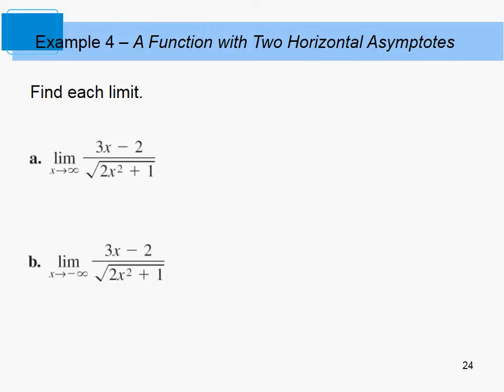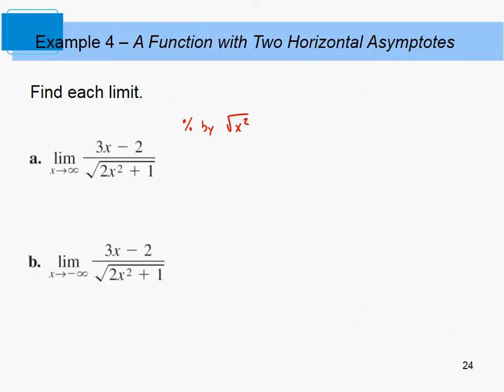So what we're going to do is divide everything by x, okay? However, we've got a radical. So instead of dividing the radical by x, we're going to divide the radical by the square root of x squared, which is just x. Because what is the square root of x squared? It's just x. But because I'm dividing into a radical, it's important for me to divide by a radical.